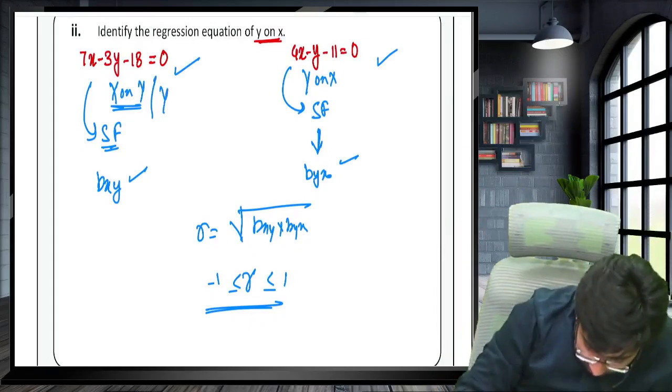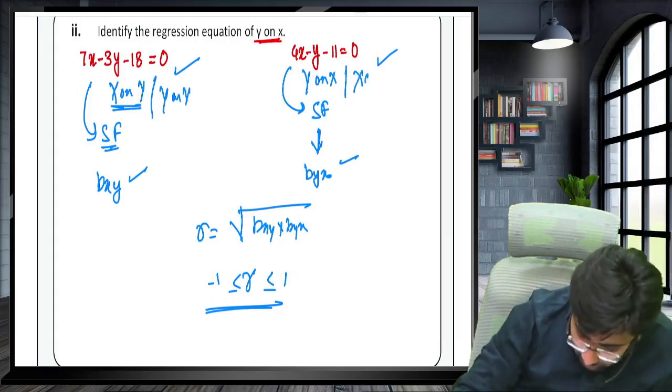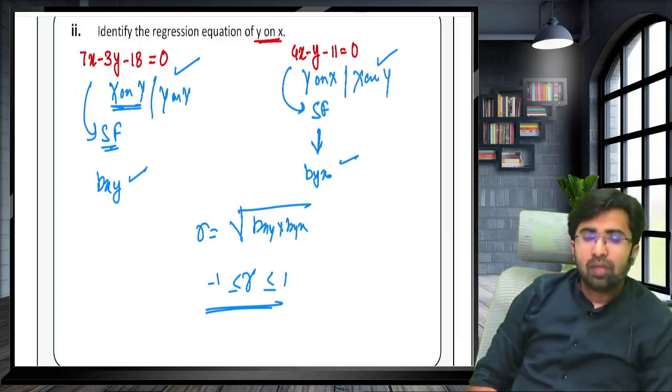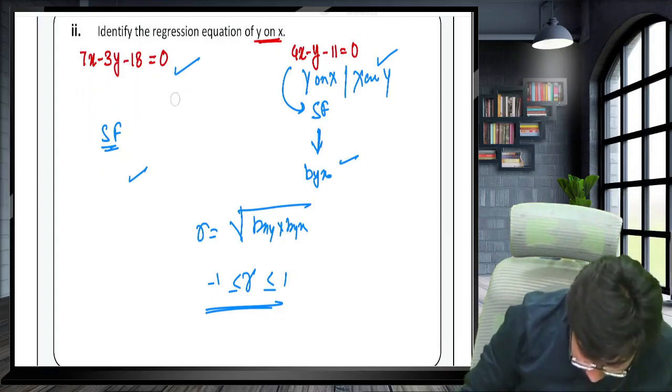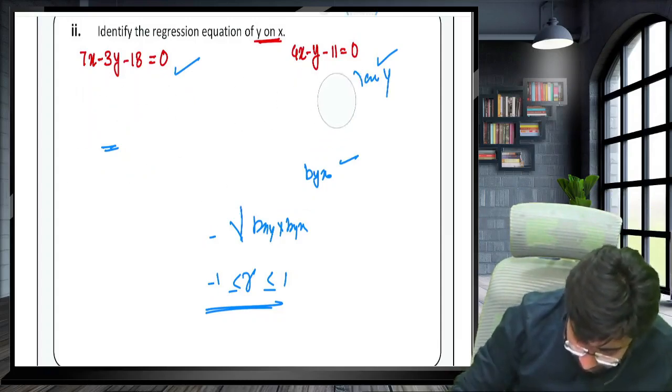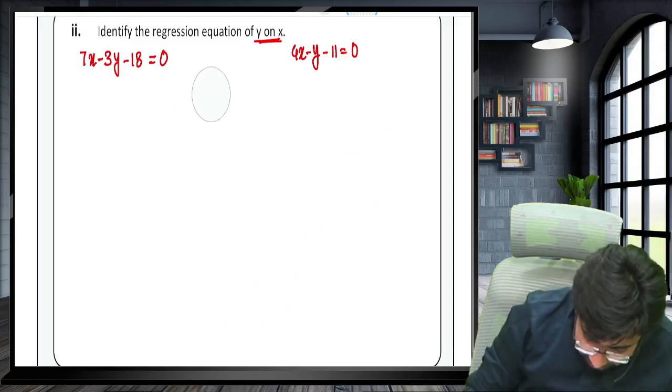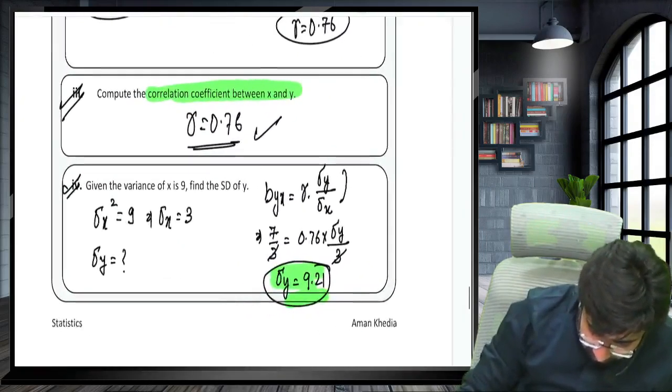This was y on x and this was x on y. So guys, we have to apply the hit and trial method. Now let's apply it. I've just given you a brief introduction on how to apply the hit and trial. Now let's apply the hit and trial method.